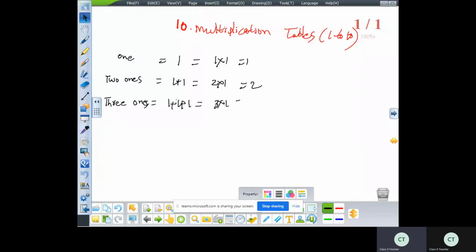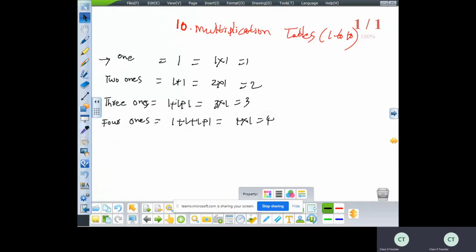Next, 4 ones. 4 ones means 1 plus 1 plus 1 plus 1. Here 1 is repeated 4 times. 4 times 1. 4 ones are 4. Again, 1 one means only 1. Here 1 is repeated only 1 time. 1 times 1. 1 one is 1.